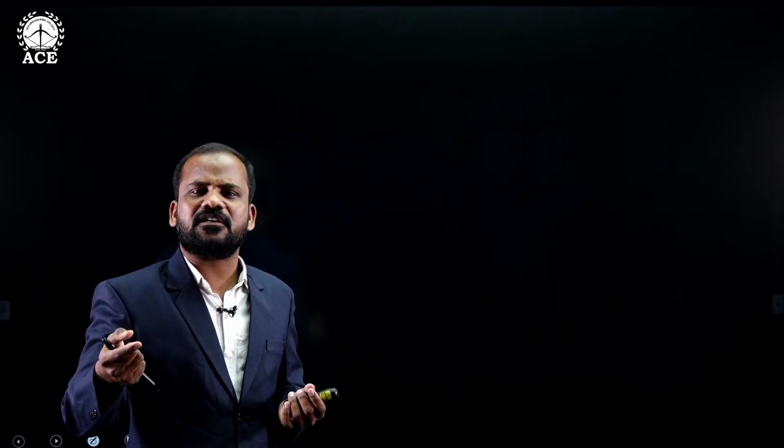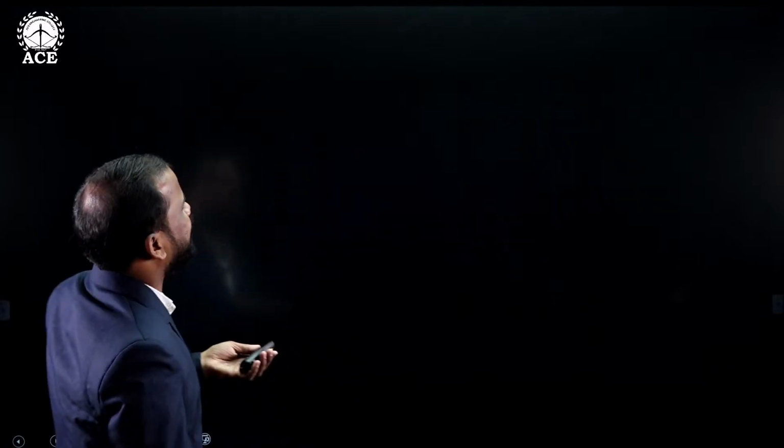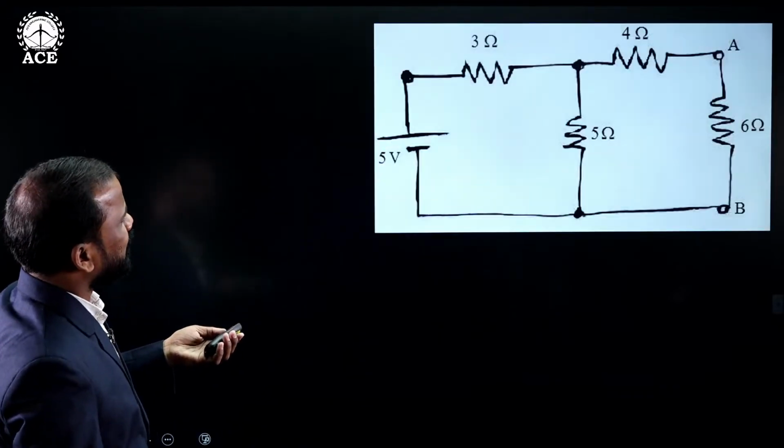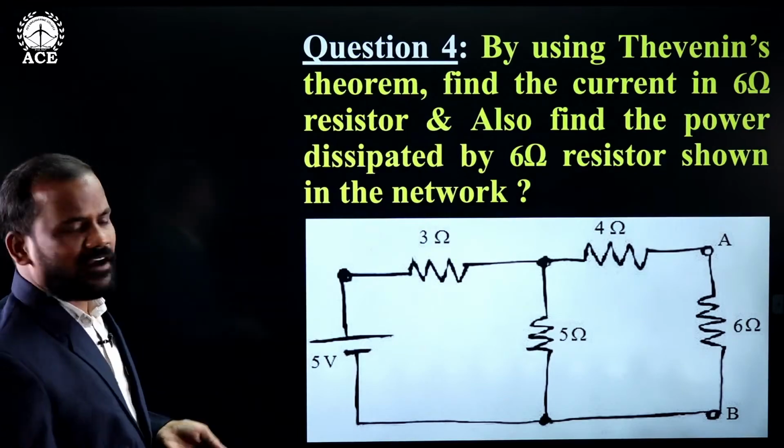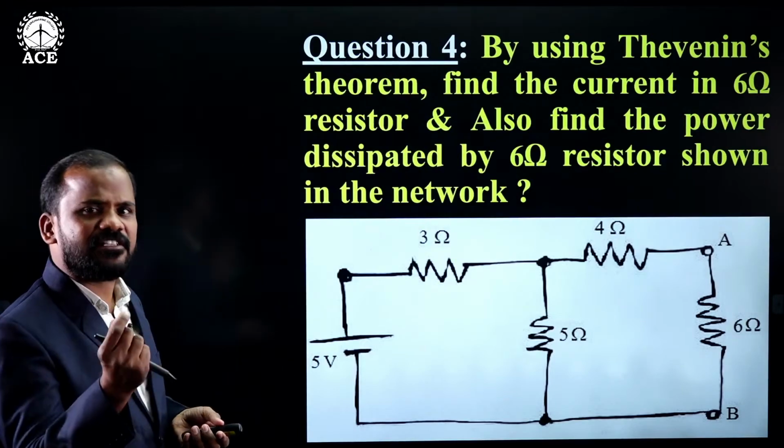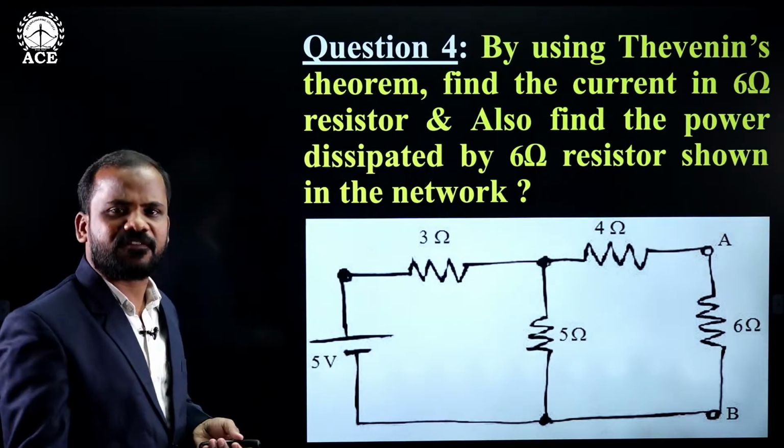By using that you can find the current flowing through the load resistance. After finding the current flowing through the load resistance, you can use the formula P is equal to the square of current times the value of resistance, which is the power dissipated by that particular resistance. That is why first we will discuss the definition and statement, and after that we can directly apply this procedure to the given network for finding the solution.